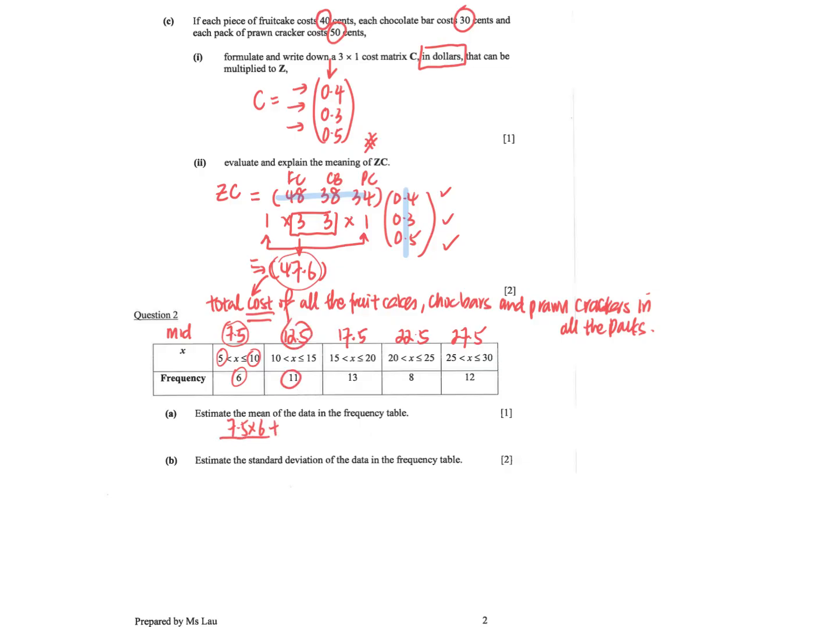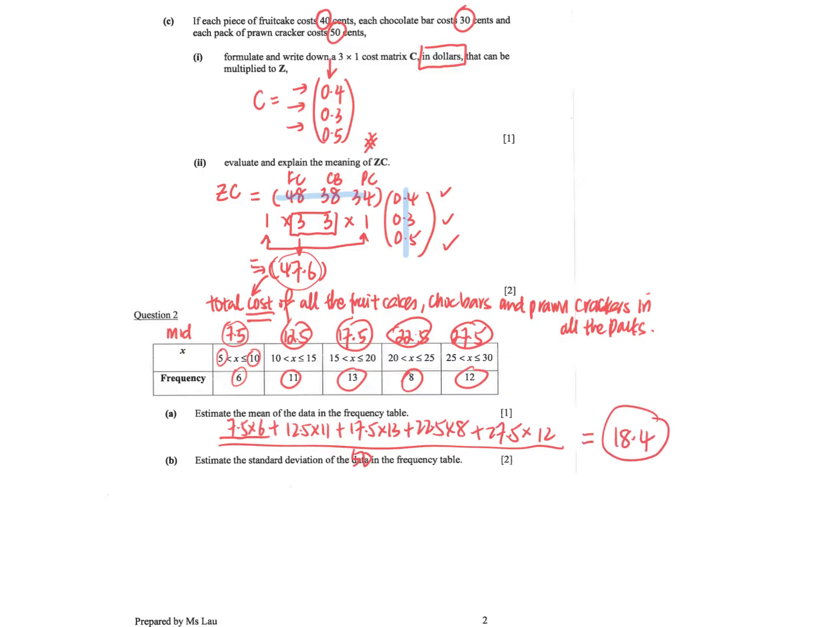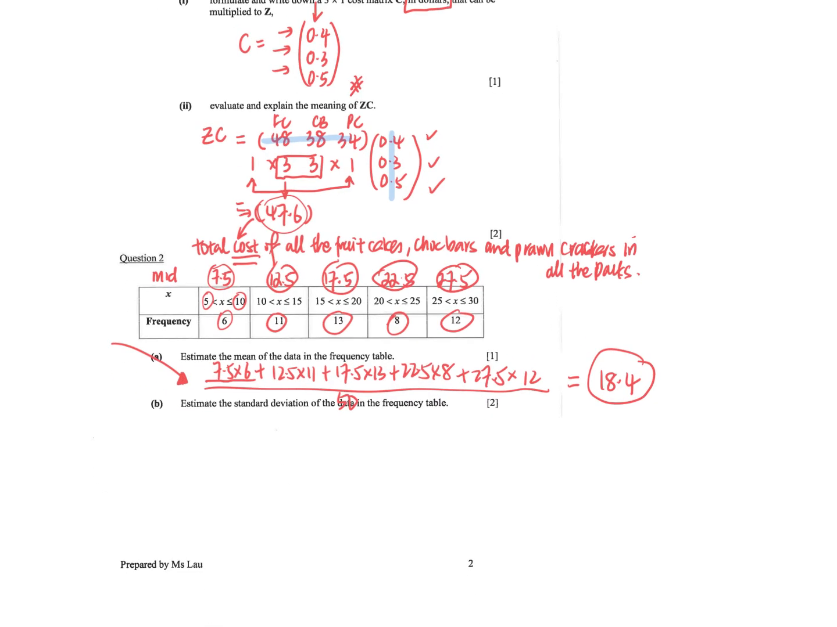plus this times this plus this times this, and then this times this. The whole thing divided by your total number, which is, what's your total? 50. So even if you don't show me this and you give me 18.4, you get your 1 mark straight away. Okay, so this is just in case you forgot the calculator method.